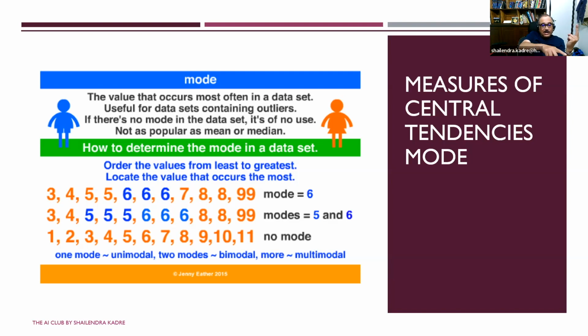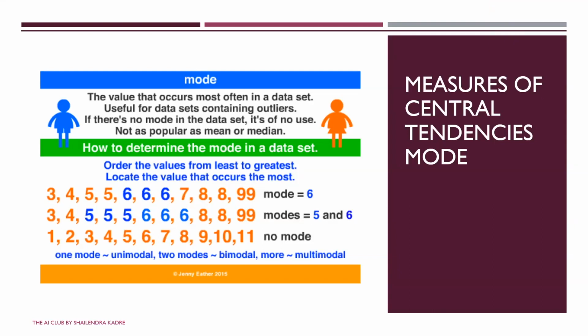Okay, now see the last one. Nothing is repeated, so there is no mode. Got it, guys? Sir, for the last one, is there no mode, or are there 11 modes? No mode. You cannot say 11 modes. Nothing is repeated; all are unique numbers.